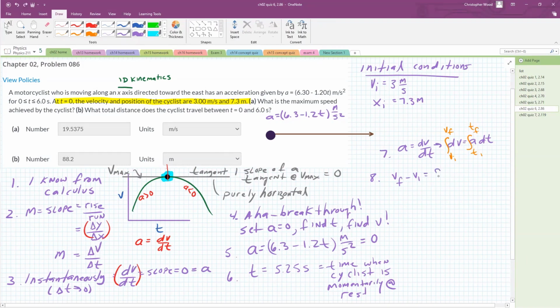V final minus V initial equals the integral of A, which is 6.3 minus 1.2 t, dt from some initial to some final. And I know what the initial is. 0 seconds is the initial time, 6 seconds is the final time. Let's keep going. Number 9.